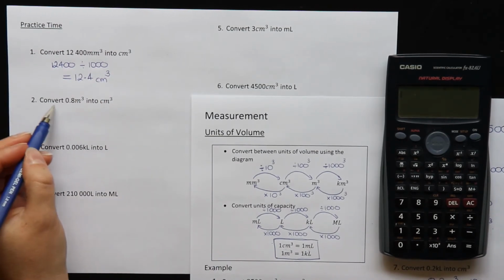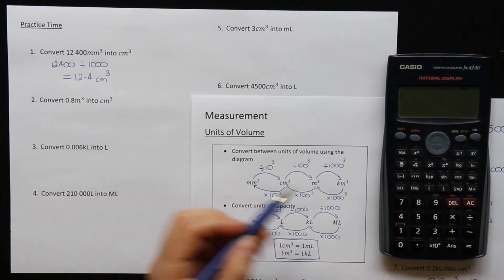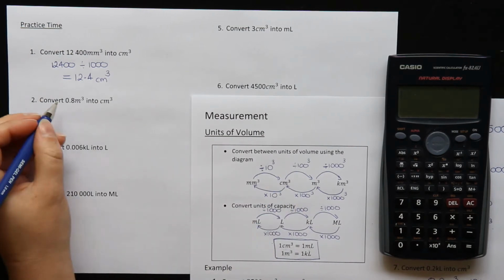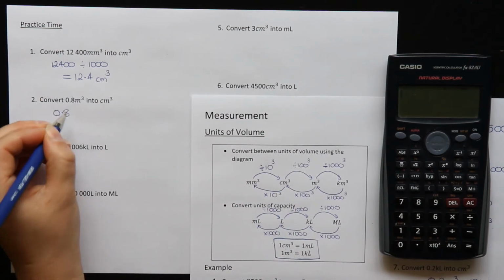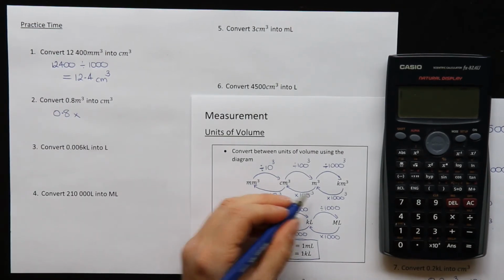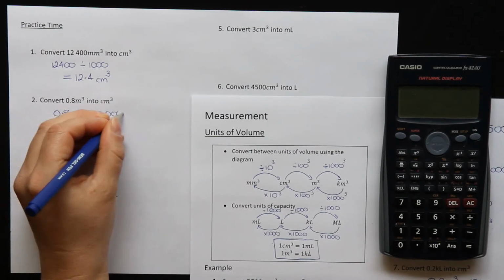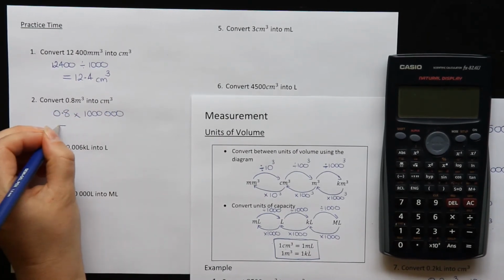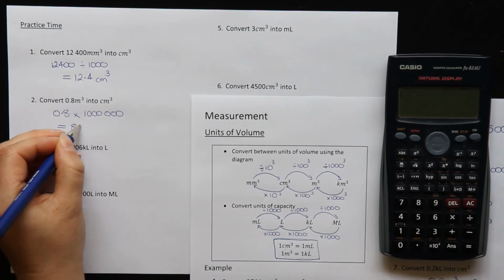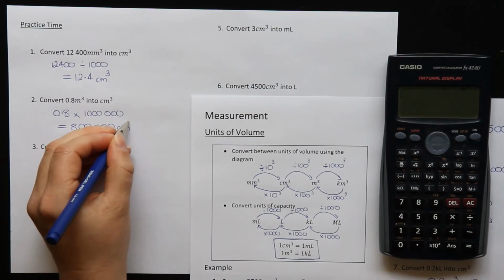Question 2, we want to convert 0.8 metres cubed into centimetres cubed. So from metres cubed here, follow the arrow over to centimetres cubed. We have to times by 100 cubed. Now that's 2 zeros times 3, that's going to be 6 zeros. 1, 2, 3, 4, 5, 6 that we're multiplying by. Okay, so that means 6 jumps. 1 jump, 2, 3, 4, 5, 6 centimetres cubed.